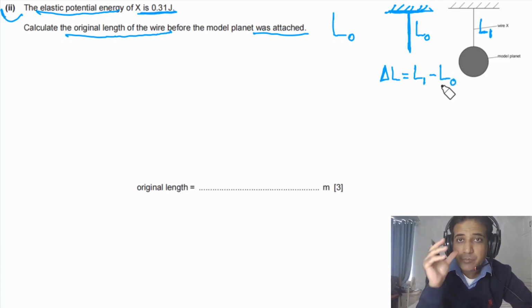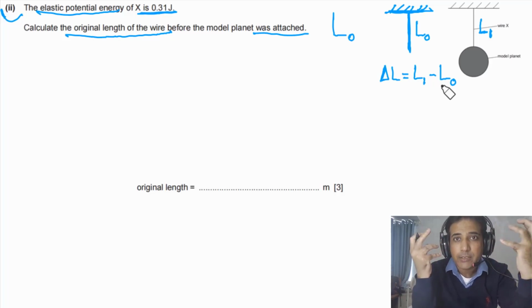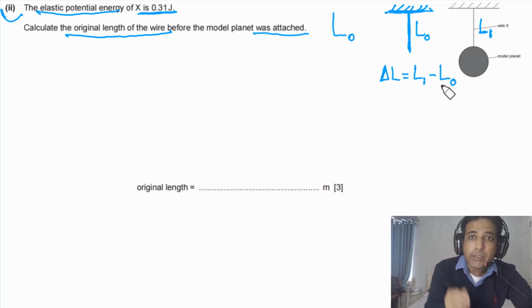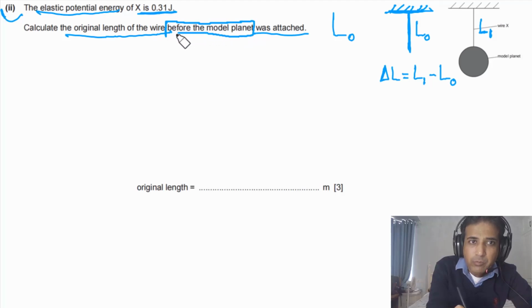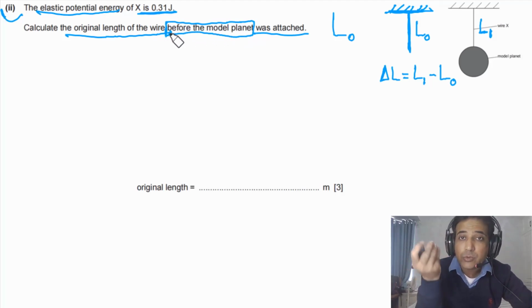These are some important points you need to understand before you answer this question, so you can visualize what is happening. I'm quite confident some students will be confused with the situation before the model planet is attached. So you need to understand what exactly is given to you in this question and what you need to calculate. This is a way to develop your understanding of physics. Physics is not something imaginary. It deals with real problems in everyday life. So we have to visualize this one.